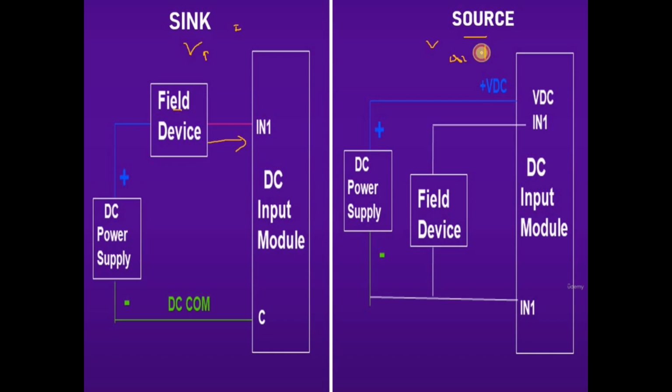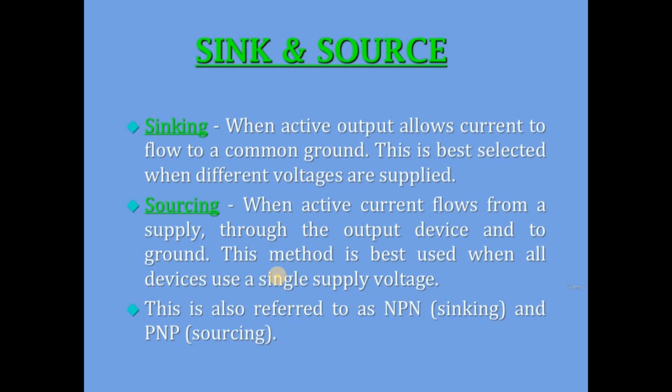And what about the source? For the source, first of all we need to provide the power supply to the DC input module, and the field device will take the power supply from the DC input module. That is the reason it is called source. Sink means it will take the power supply, and source means it will provide the power supply. So this is the simple concept of sink and source. Now the next component is the bus system, along with the connections of the modular type PLC, for example SLC 500. We will see that in the next session. Thank you.